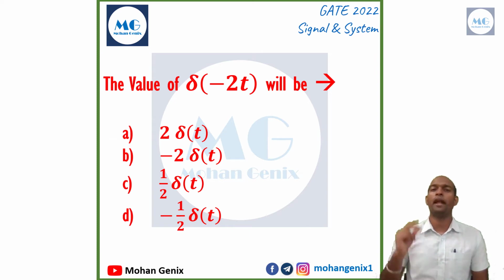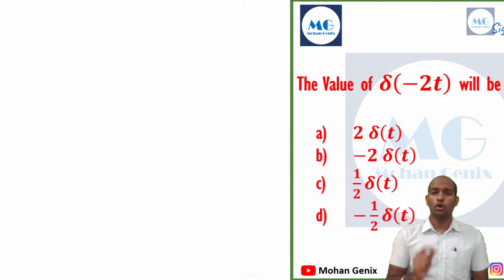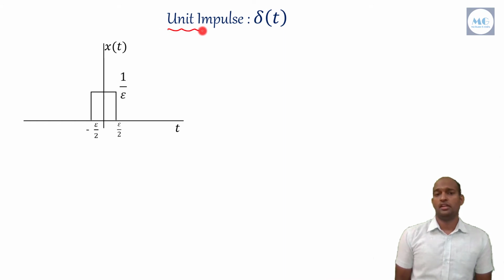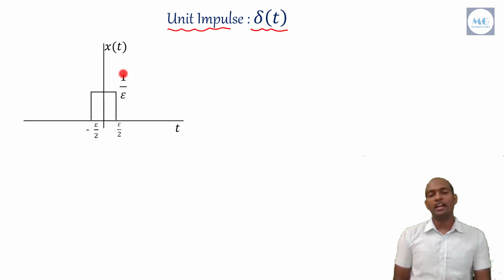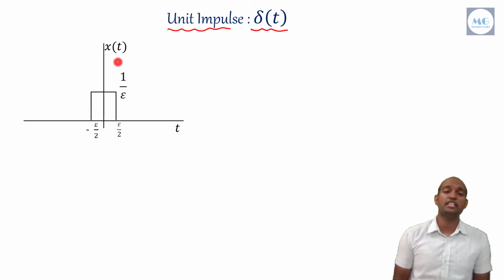So without any delay, let's start the study. The unit impulse signal, we represent it by delta t. So if I tell you, friends, that this x(t) is delta t, will you agree with me? Yes, I know you can't agree that this x(t) is delta t, as this is a square signal. How can a square signal be an impulse signal?